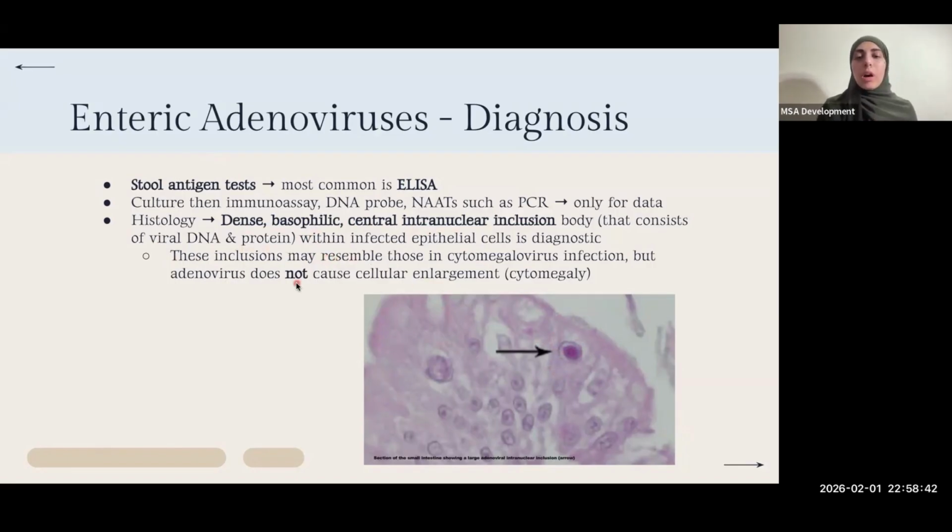These inclusions are very similar to the ones that you see in cytomegalovirus infection, but the key thing is that in adenovirus, you do not have cellular enlargement. You do have cellular enlargement in cytomegalovirus because from the name, cytomegaly, okay? But in adenovirus, you do not have enlargement of the cells. You only have these inclusion bodies, and I highly recommend you remember this description, okay? Dense basophilic intranuclear inclusions. And also remember this picture. The arrow here is pointing at the inclusion.